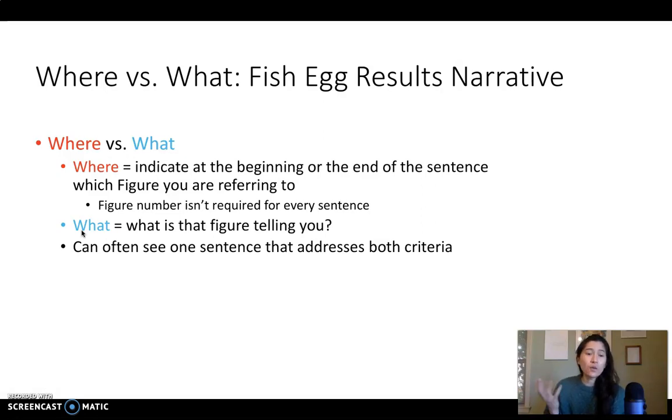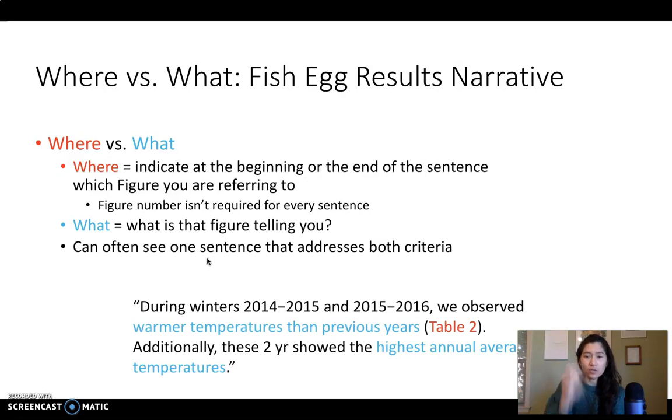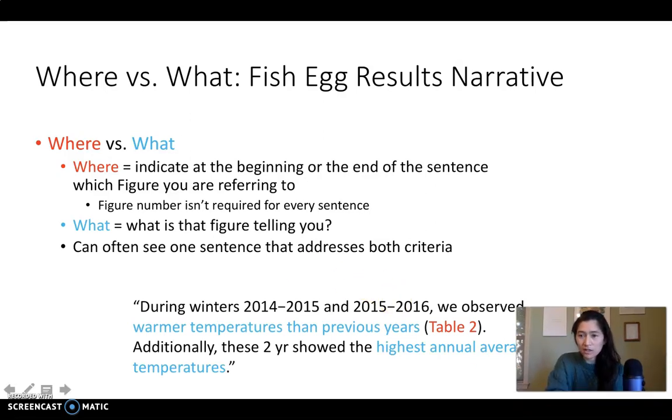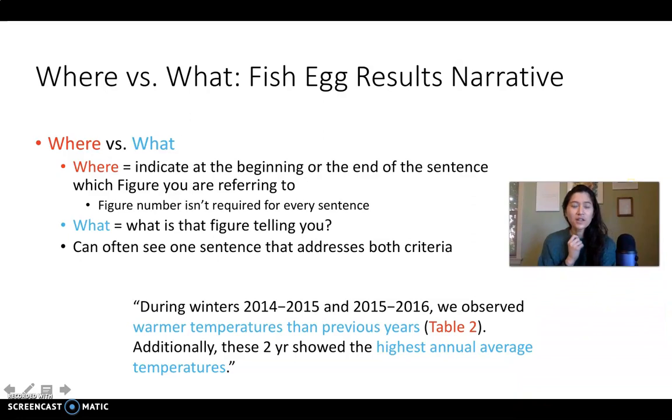And where it can get kind of tricky, and maybe this is where some of you are confused, you can often see one sentence that addresses both of these criteria. So a sentence in a results section does not have to be one or the other, but sometimes you can actually have both components contained within a single sentence. And so here's an example of that.